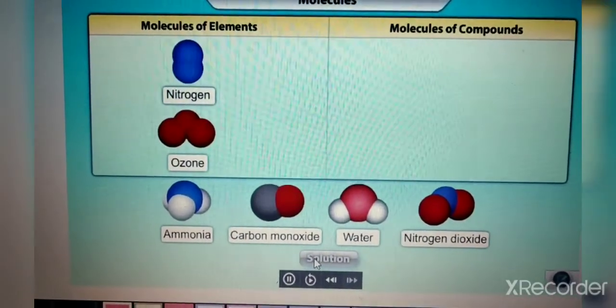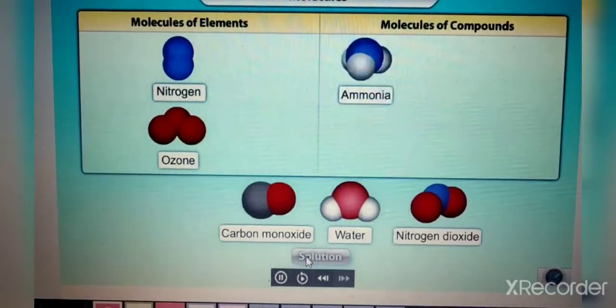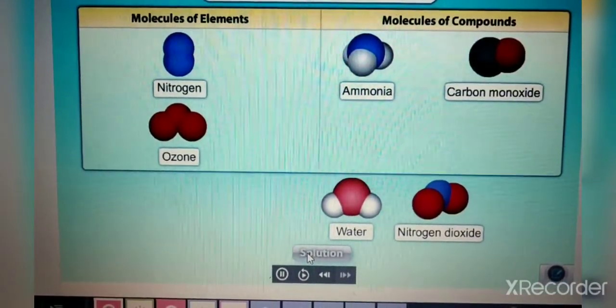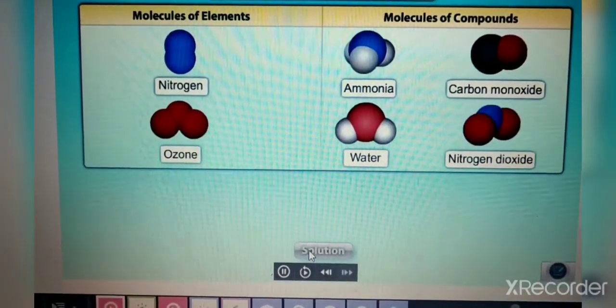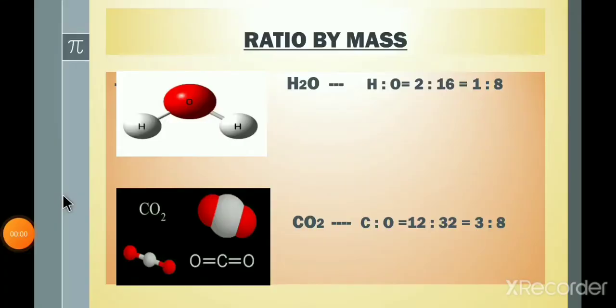Nitrogen and ozone are molecules of elements. Ammonia, carbon monoxide, water and nitrogen dioxide are molecules of compounds. I hope the video is clear to you. Next is how to find the ratio by mass of the combining atoms in the case of compounds.